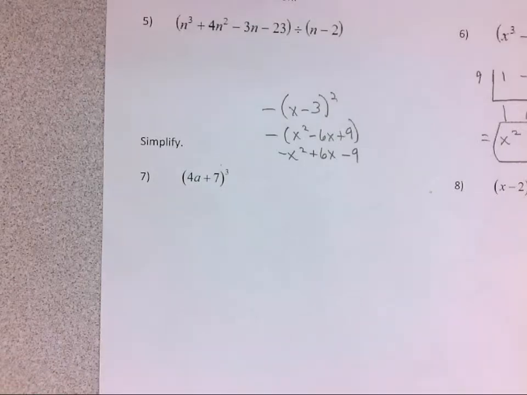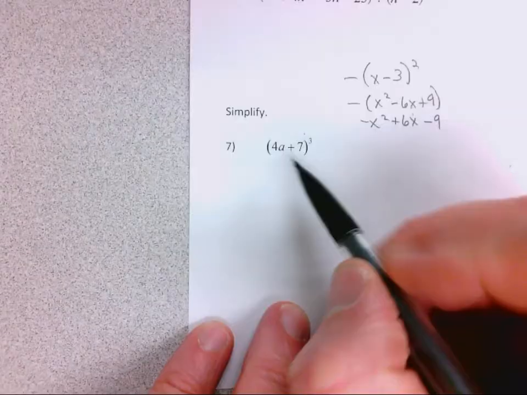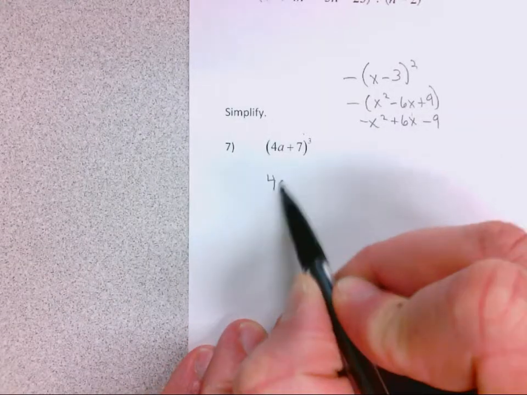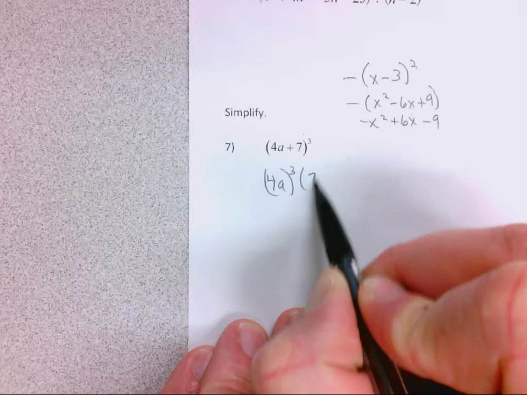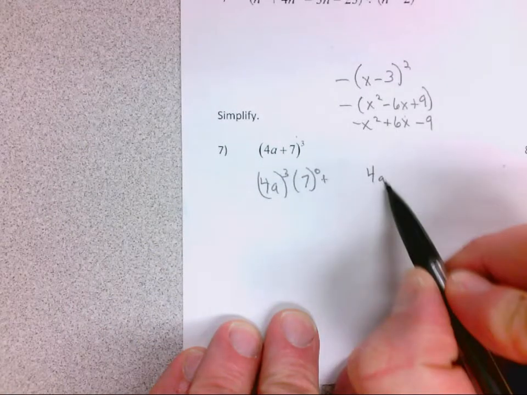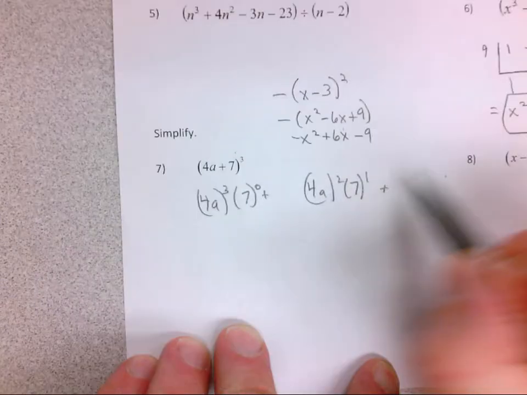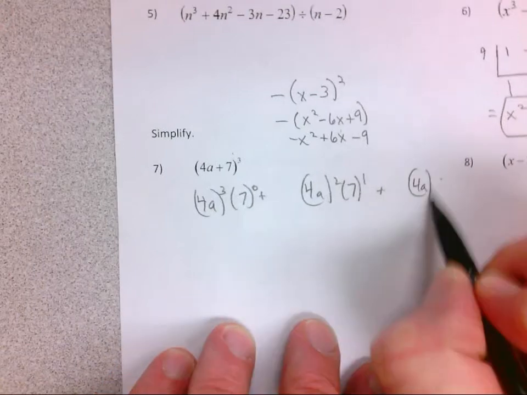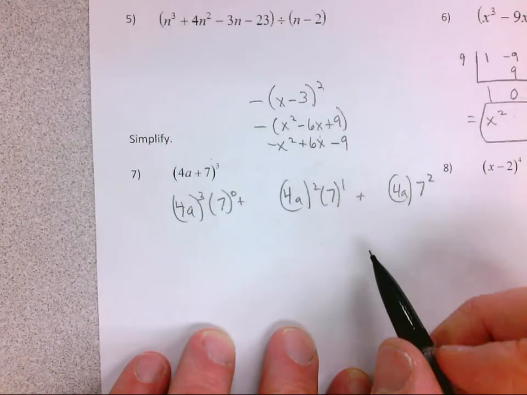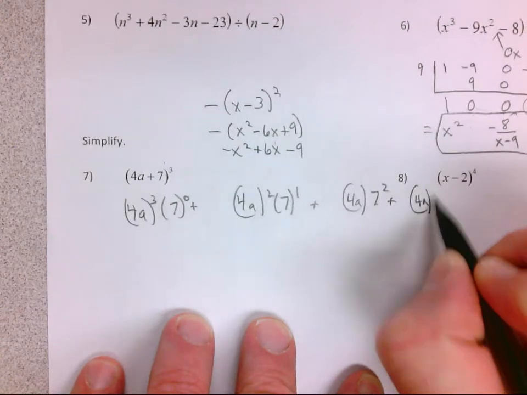Whole key here. Write out 4a to the third, 7 to the 0. Make it so you can read it. 4a squared, 7 to the first. 4a to the first, 7 to the second. 4a to the 0, 7 to the third. Now you don't really need to write to the 0, but it helps you see 3, 2, 1, 0, 0, 1, 2, 3.